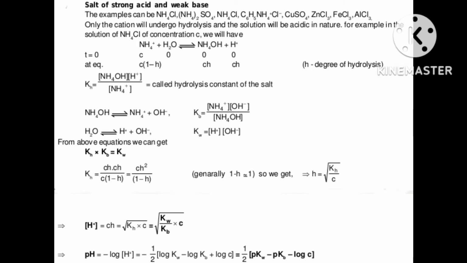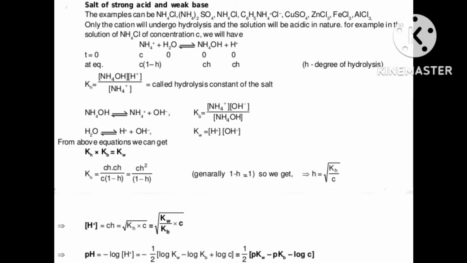You should know this value. And a mixture of ammonium chloride and ammonium hydroxide. A mixture of ammonium chloride, this is a salt, and ammonium hydroxide, we are talking about the base. A mixture of ammonium chloride and ammonium hydroxide acts as a buffer around pH 9.25.